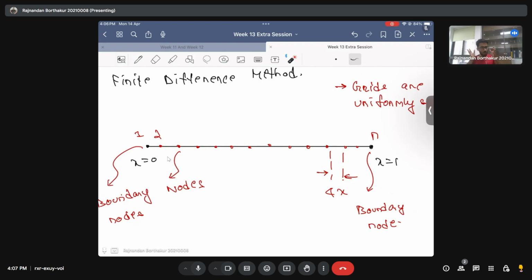And if you take the nodes so dense, you can see that the numerical solution you get will exactly resemble the solution you get if you solve this problem analytically. Meaning that if you consider more and more nodes, the numerical solution will move closer towards the analytical solution.